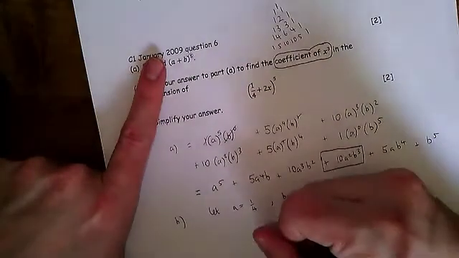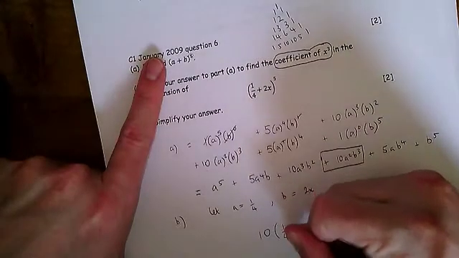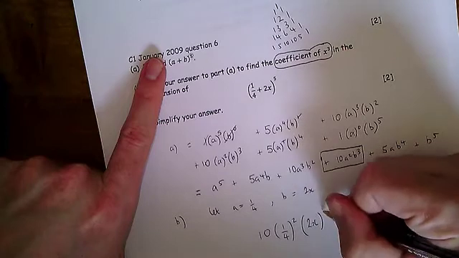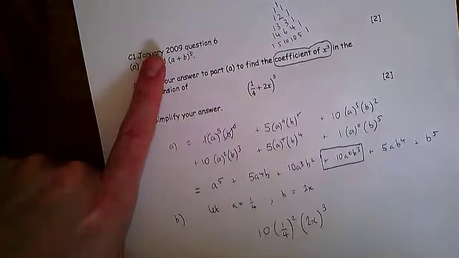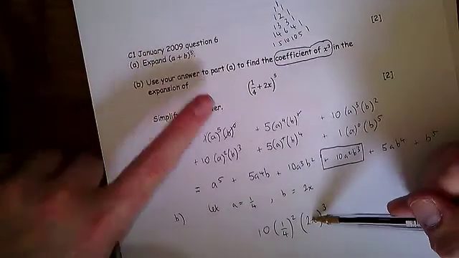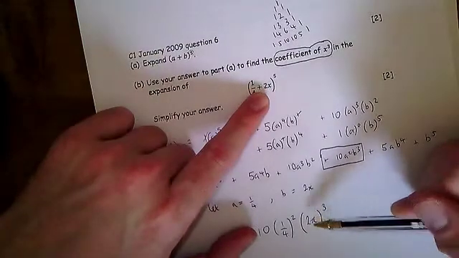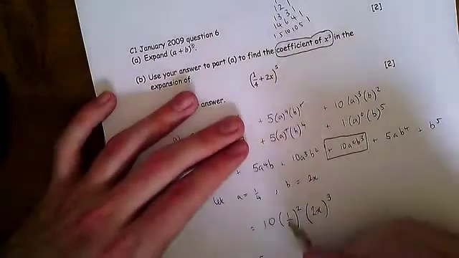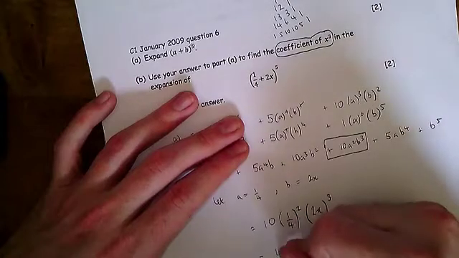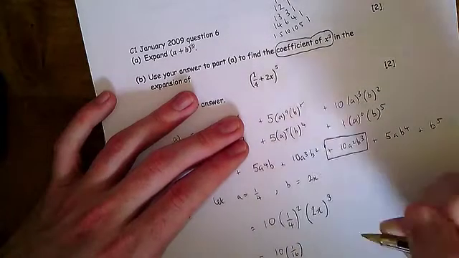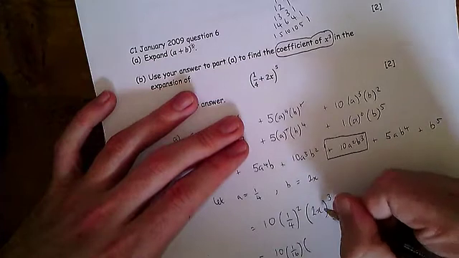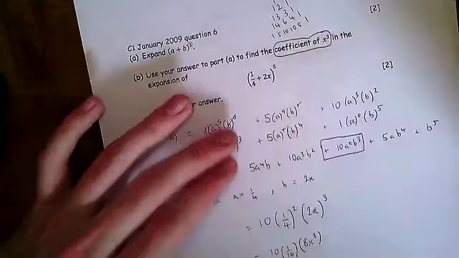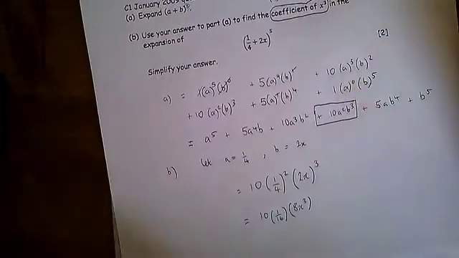So to do that, I want 10 brackets, 1/4 squared, brackets, 2x to the power of 3. I just checked my work very carefully. I wrote 2x, I thought I'd better check back here. If that was a minus 2x there, it would have to be minus 2x there. And then finally, 1/4 squared, I'm going to write this in 2 stages, is 1/16, and then 2x cubed is 8x cubed. Make sure you cube the 2 as well, very easy to forget to do that.